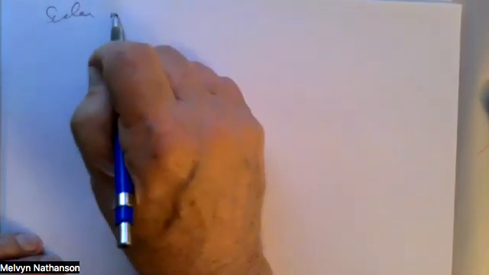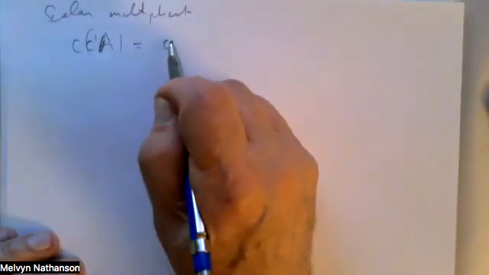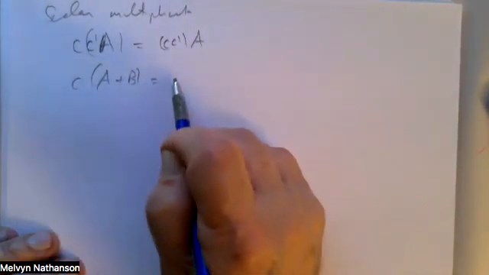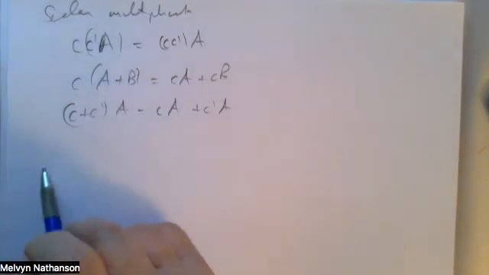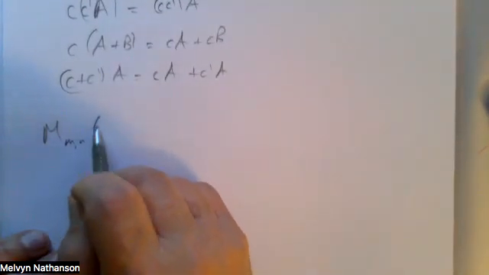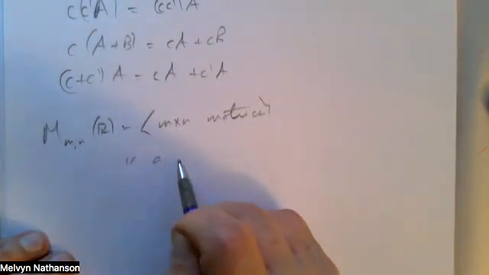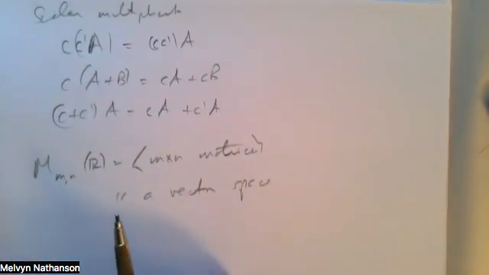And similar properties are true for scalar multiplication of matrices. If you take a matrix A, multiply it by a scalar C prime, and multiply that by the scalar C, that's the same as first multiplying C and C prime and then multiplying A. And you also have distributivity of that form and this. So if you let M sub m,n of R be the set of all m by n matrices, this is a vector space in the sense that you can add matrices and do scalar multiplication, everything works nicely.